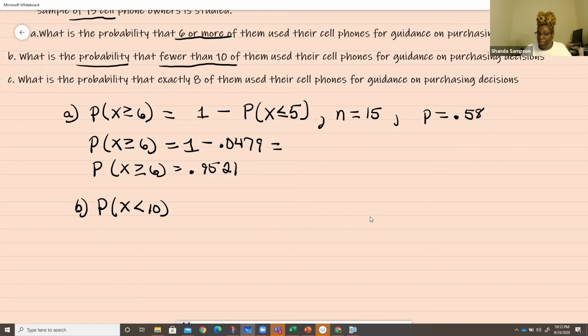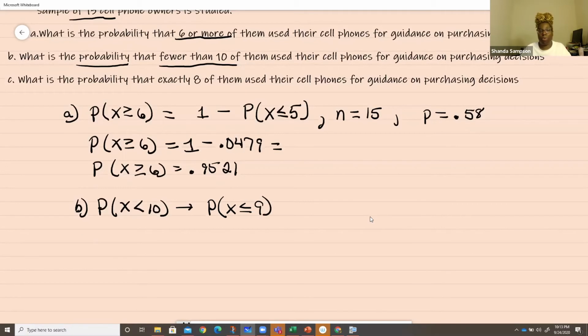Can I put this in my calculator? No. We don't have to do the complement rule for this because it's already less than. We just need to say X is less than or equal to... If you have 10, X is less than 10. What's less than 10? 9. So X is less than or equal to 9.